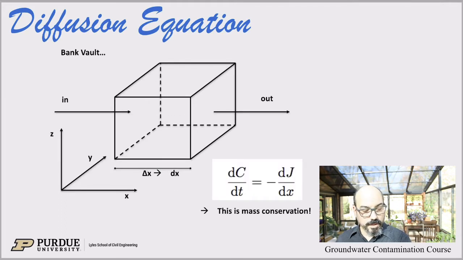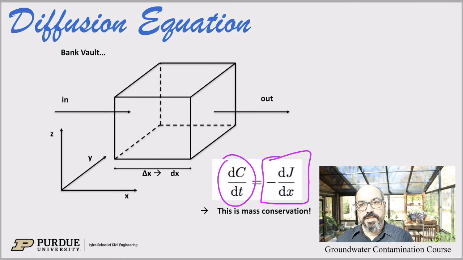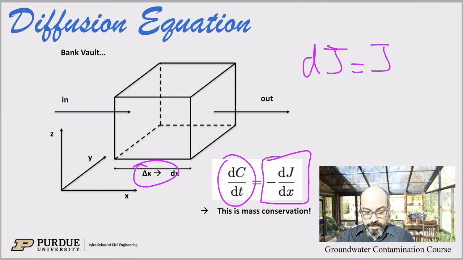Okay, so the change over time, meaning how much money you have in your bank account, is the change at the boundaries, meaning the flux J. So J is going to be a flux for this lecture. The change of flux over the change in distance, or x. So again, this is in minus out. So dJ/dx is actually, by convention, usually when we write dJ, we mean J out minus in.